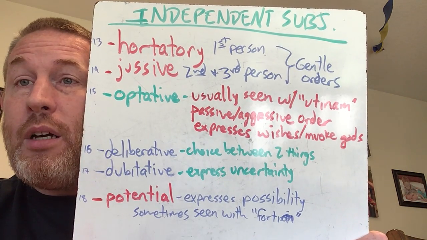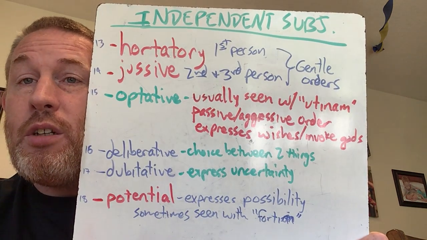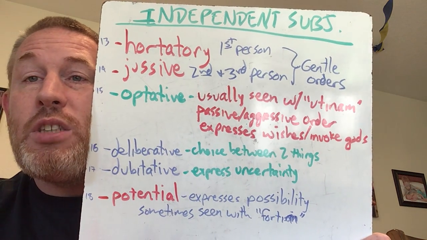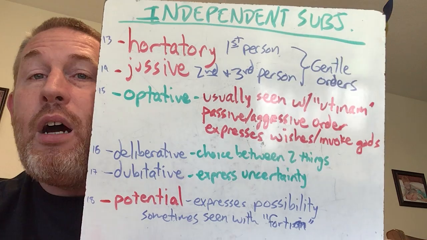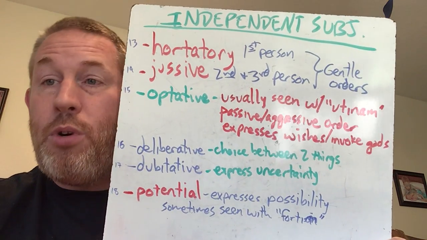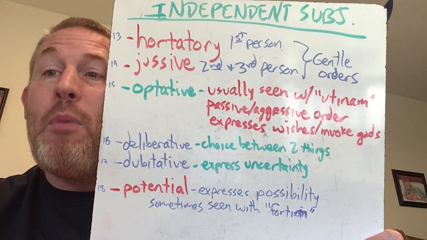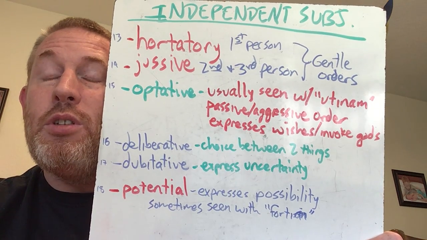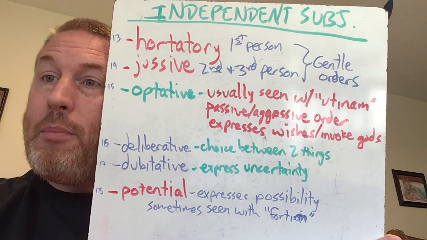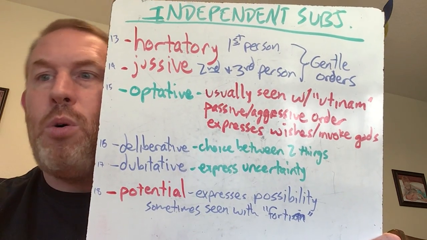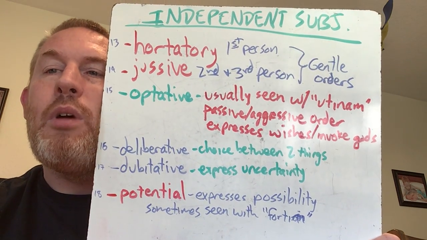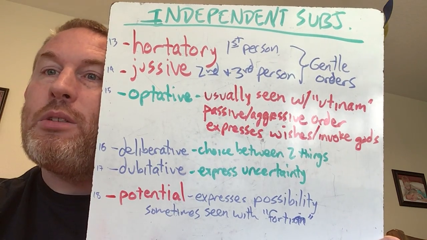Here we go. The hortatory subjunctive is always going to occur in the first person. The jussive subjunctive is always going to occur in the second and third person. They are both what I call gentle orders. So now you have multiple ways to do an order. You could do the direct order using the imperative. You could do an indirect order. Someone told you to do this. Or you could do, hey, why don't you do this?